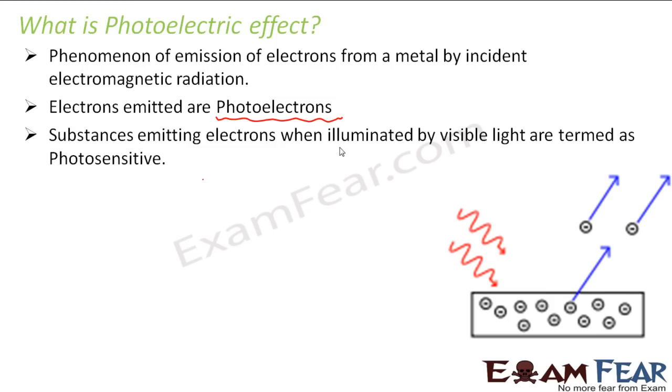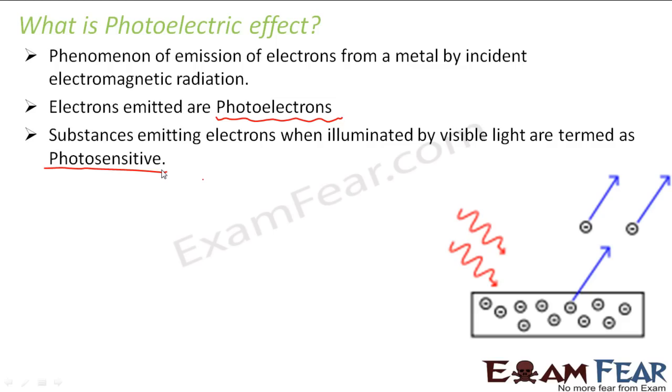Substances emitting electrons when illuminated by visible light are known as photosensitive. That means if you give a light of any suitable frequency, somewhere around the range of visible light, they emit electrons. So they are known as photosensitive materials. All metals have free electrons, and they are all sensitive to some or the other light. Depending upon the electronic configuration of the metals, they will react to their corresponding frequencies.